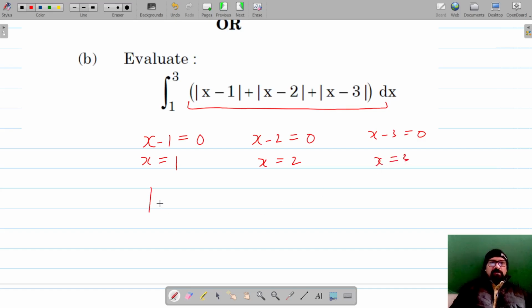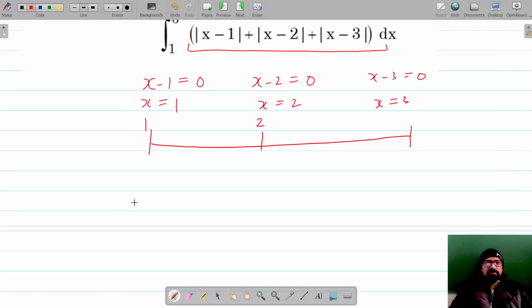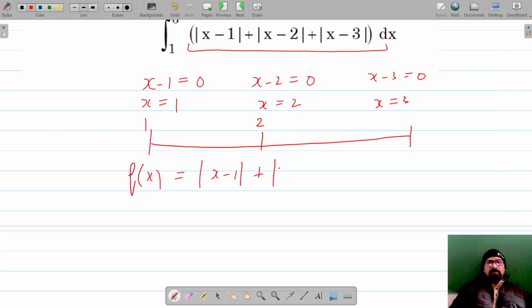So that means I can write the definite integral from 1 to 3 as the integral from 1 to 2 and then 2 to 3. So this is our function. Our function is f of x equals modulus of x minus 1 plus modulus of x minus 2 plus modulus of x minus 3.